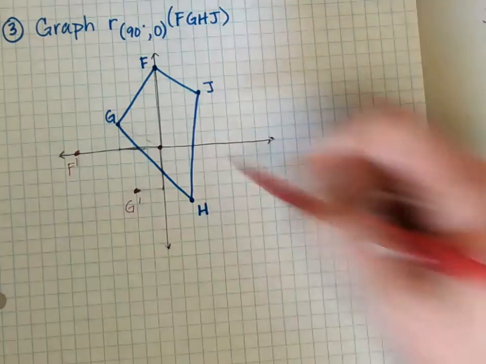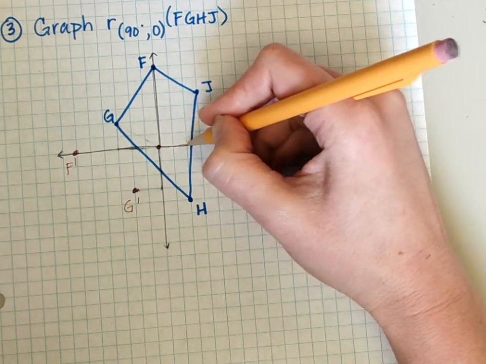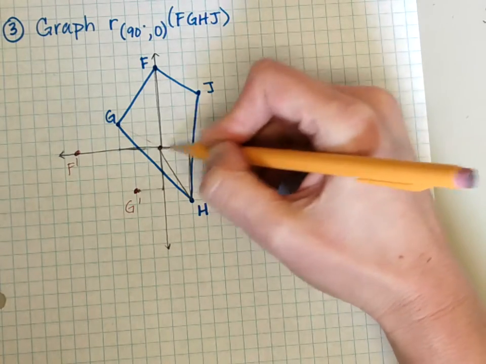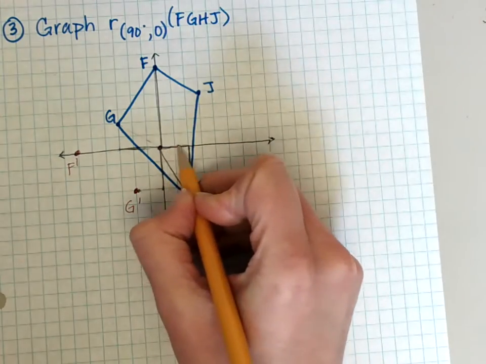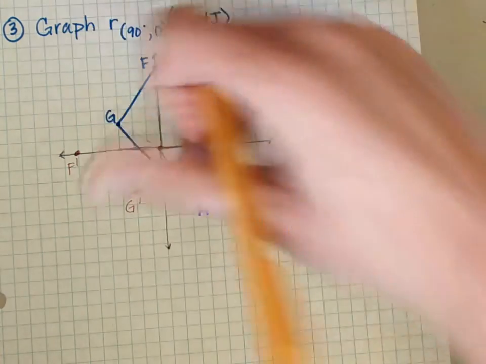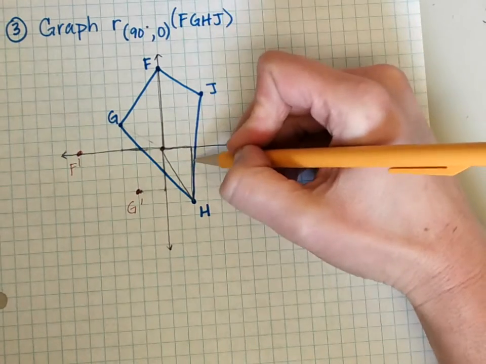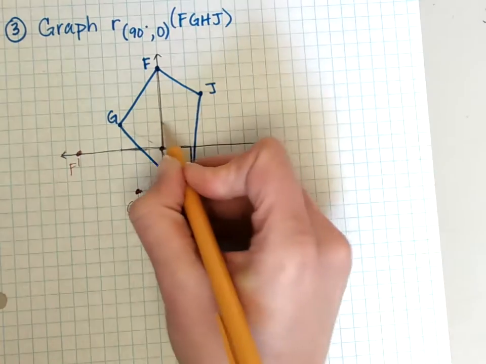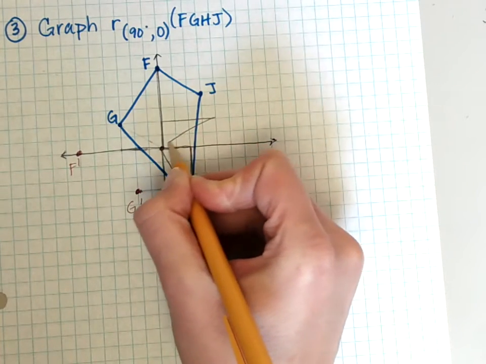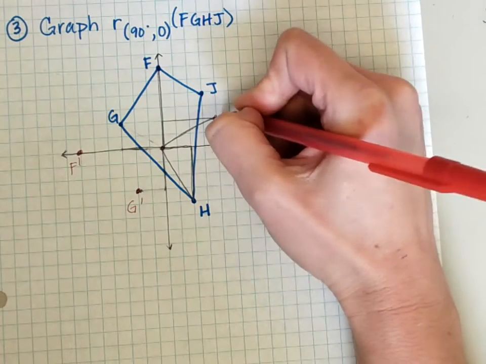Let's go with H. Create a right triangle again with the point of rotation and the point you're rotating. Okay, going 90 degrees. So this horizontal line now becomes vertical this direction because we're rotating it counterclockwise. So now it's going to go up here. The height was 1, 2, 3, 4. So now I'm going to go 1, 2, 3, 4. And this is H prime.